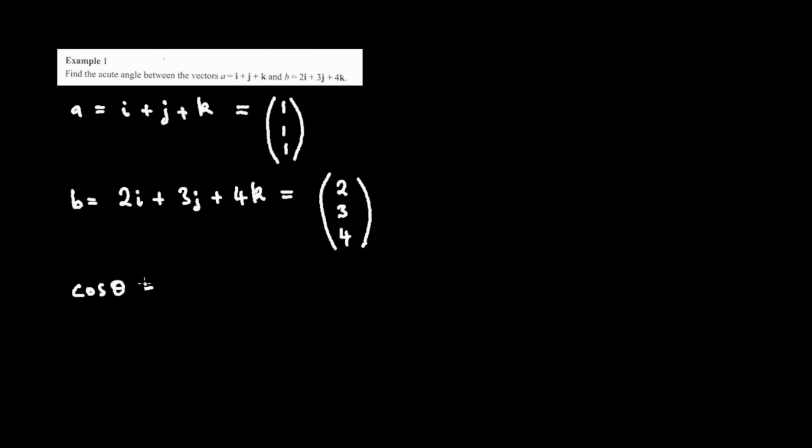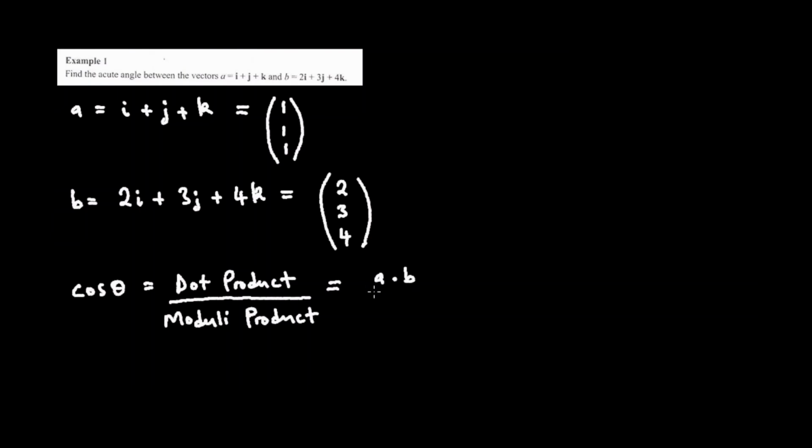Cos theta is equal to the dot product over the moduli product, which in this case is A dot B over |A||B|. Wait, let me say it so that you don't get confused: cos theta is equal to A dot B over |A||B|, like that. So here we first need to know what A dot B is, and the size of A and the size of B, then take the product.